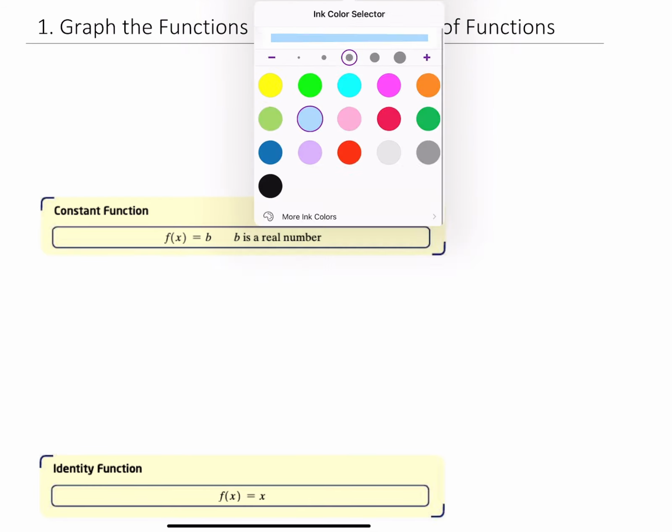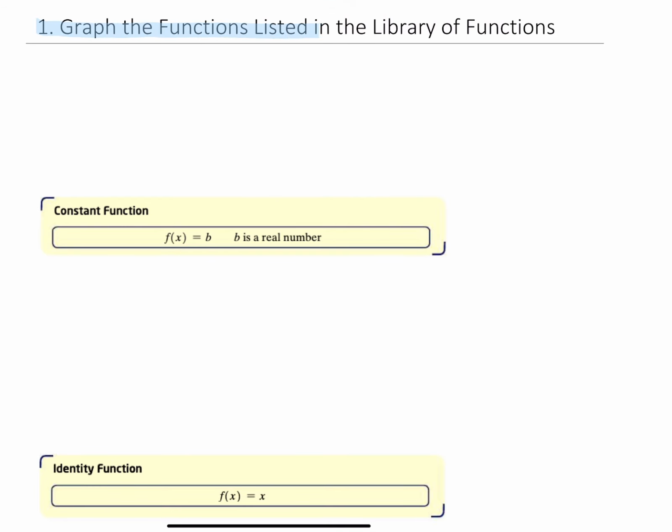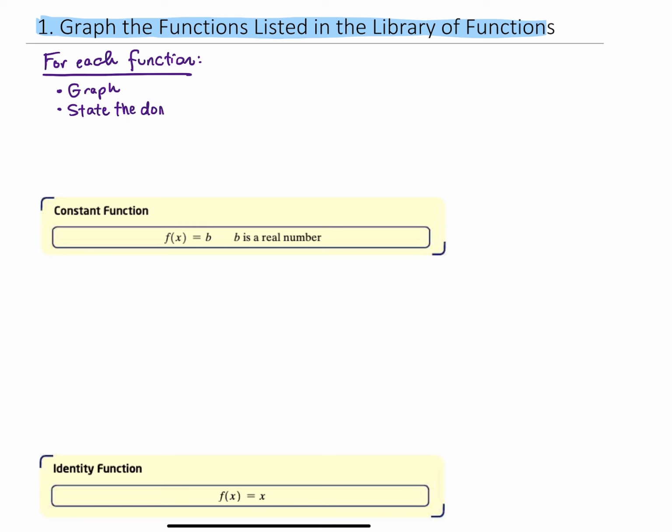So this is going to be looking at the graphs of the library functions, but also let's do a little bit of functional analysis as well. I'll set the rules here. For each function, let's produce a graph. We'll do a quick sketch. It doesn't have to be perfect. I'll put a couple points on there, usually like 2 to 3 points. We will state the domain as well as the range.